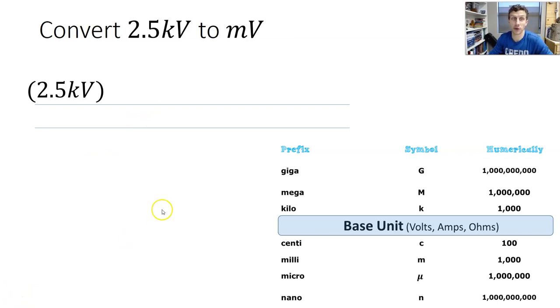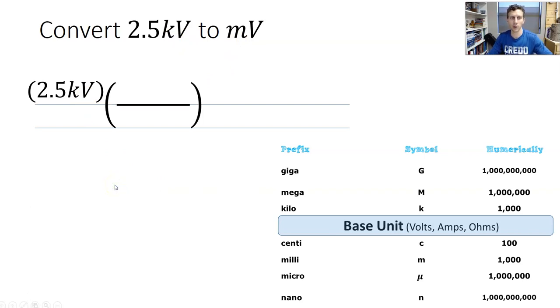Now, what's the base unit for this question? We're going from kilovolts to millivolts. Is the base unit volts, amps, or ohms? Well, for this question, it is volts, right? Because we're going from kilovolts to millivolts. So I'm going to convert kilovolts to volts first.